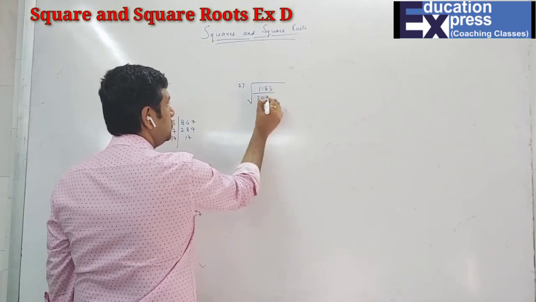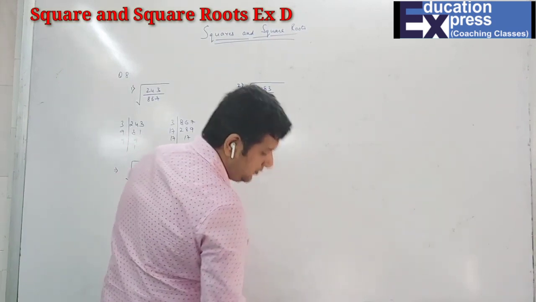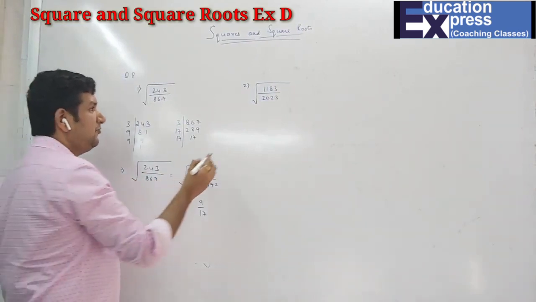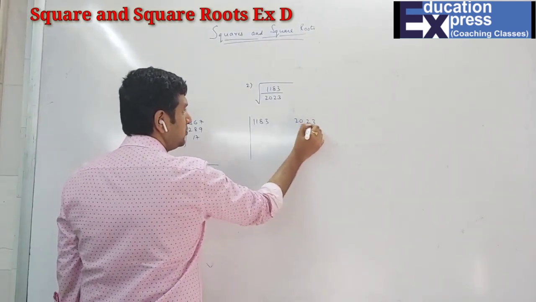upon 2023. So now students over here, again, I know that the last digit is 3, so obviously it's not a perfect square. So I'll find the factors of 1183 and 2023.